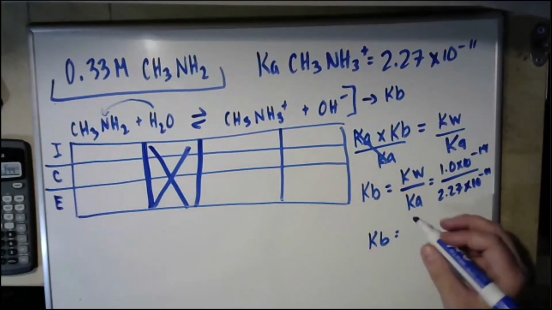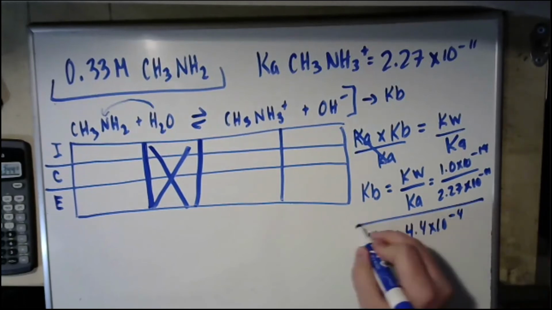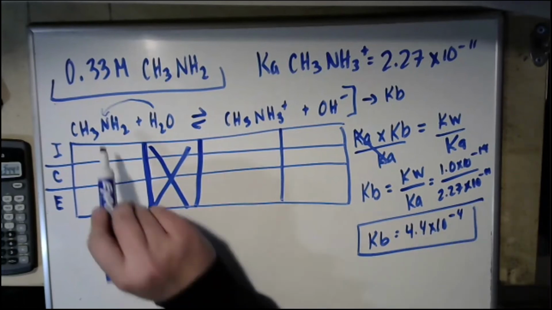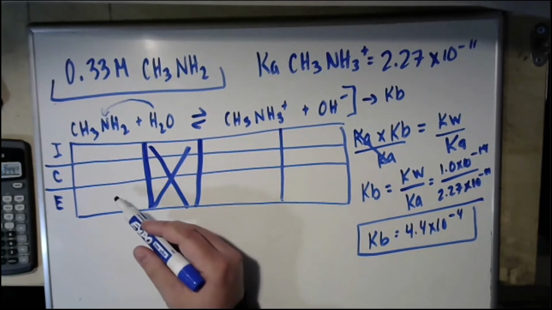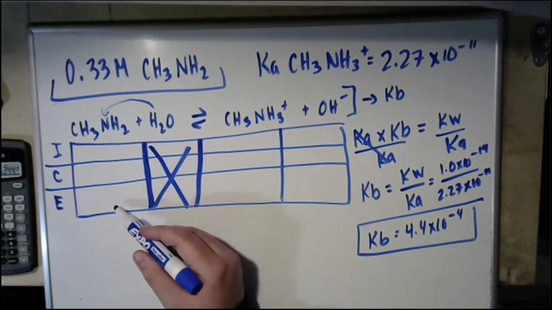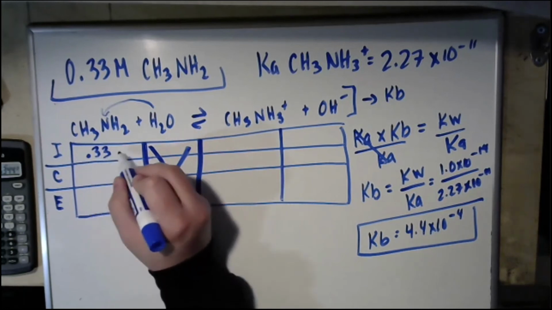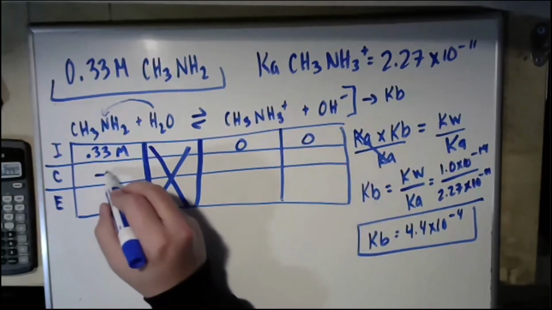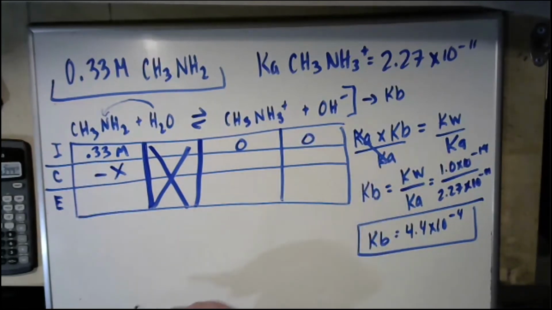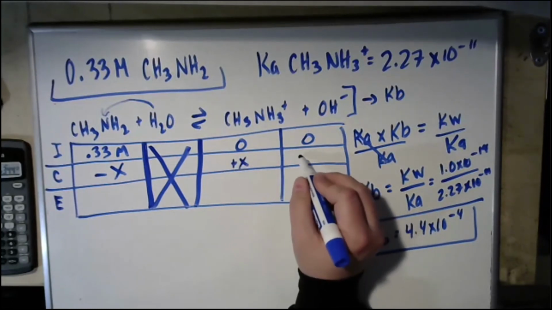Okay, and I get 4.4 times 10 to the minus 4. That's going to be the Kb for my CH3NH2. All right. Now that I have a Kb value, I'm going to work on filling in my ICE table. I'm starting with 0.33 molar methylamine. I'm going to be decreasing the concentration of my methylamine and forming the conjugate acid and the hydroxide ion.